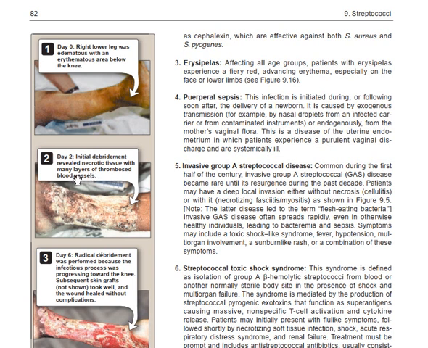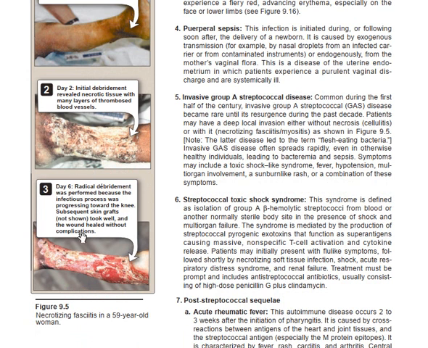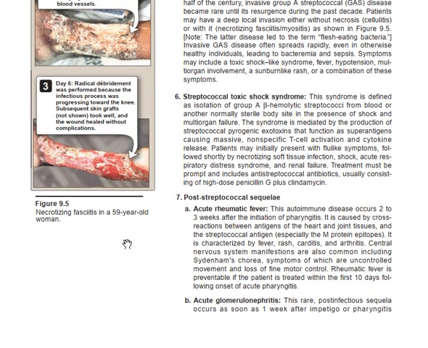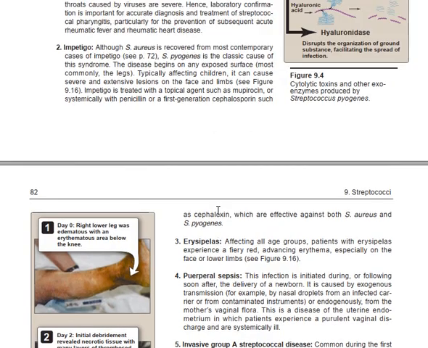In this case, initial debridement reveals necrotic tissue underneath with multiple layers of thrombosed blood vessels. And then at day 6, radical debridement was performed before the infectious process progressed towards the knee. So this is necrotizing fasciitis, a very, very terrible disorder produced by Streptococci.